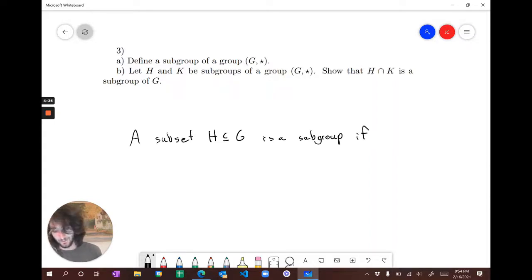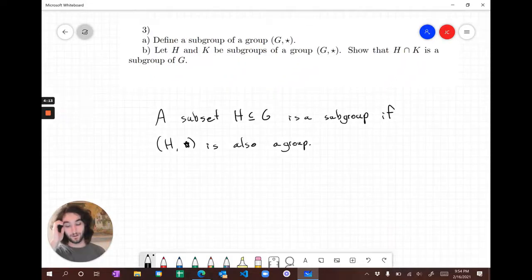if, when you give it the same operation, the star, that subset is also a group. So that's not guaranteed, right?